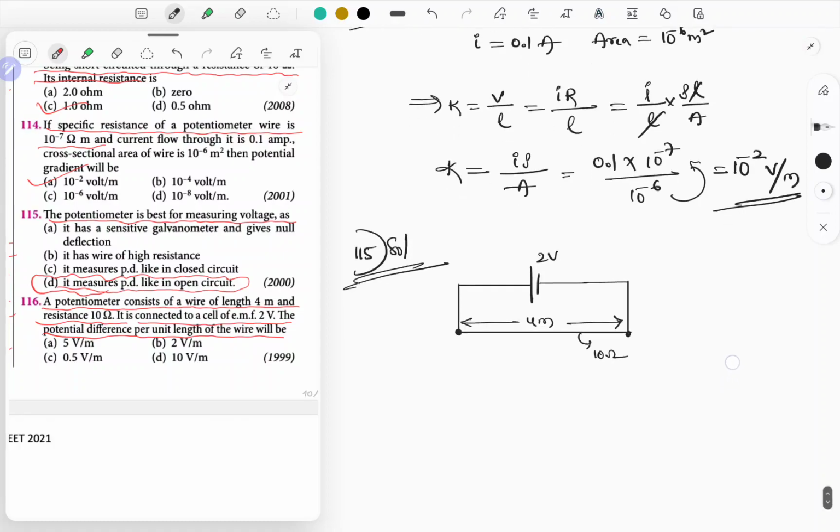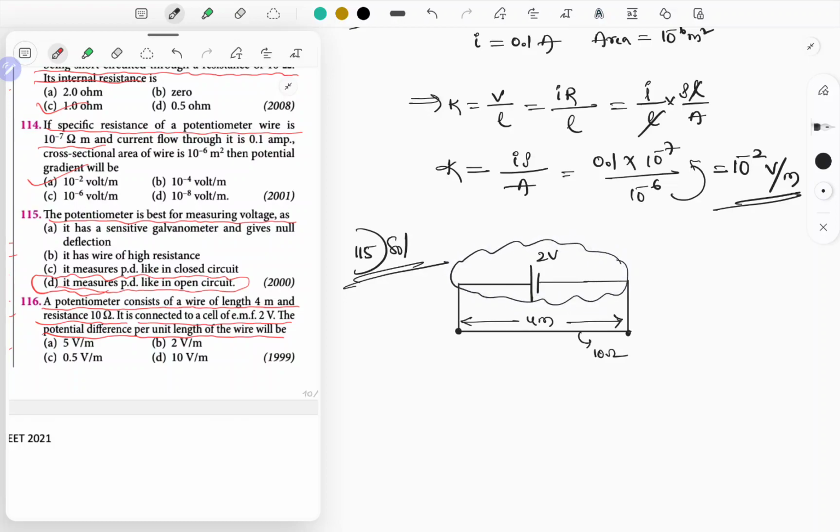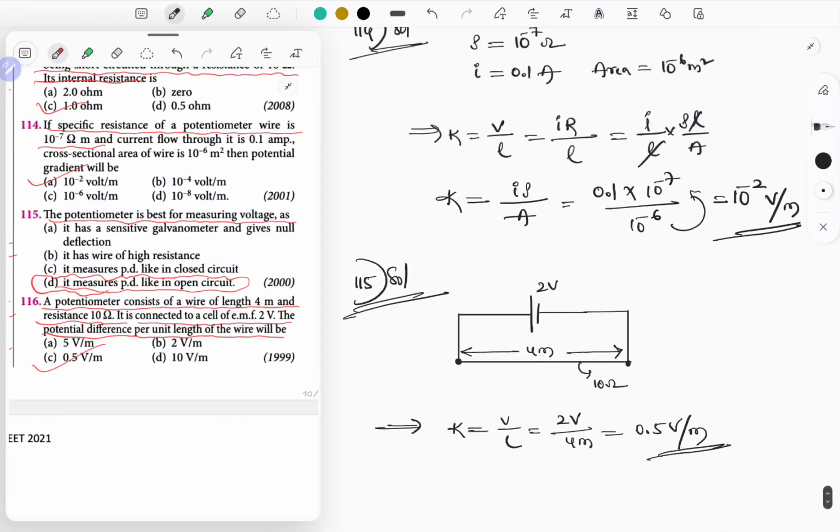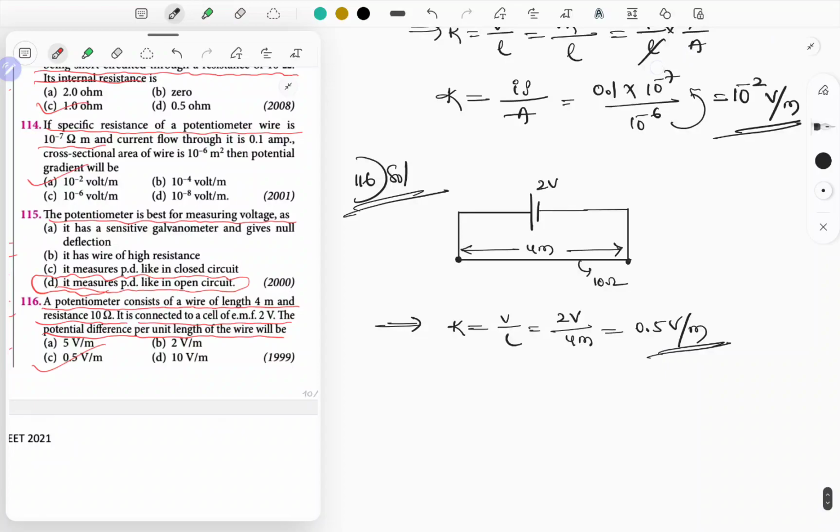This is the circuit diagram for question 116. If you observe here, what is the potential across the potentiometer wire? It is 2 volts. Then the potential gradient is V by L, where V is the voltage across the potentiometer wire, 2 volt divided by 4 meter. So it's 1 by 2, which is 0.5 volt per meter. Option C is the correct answer for question 116. Got it?